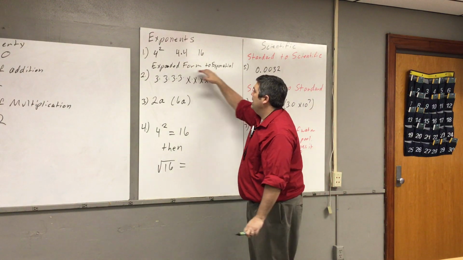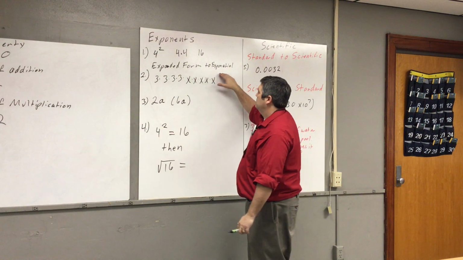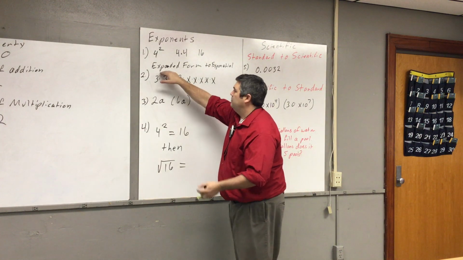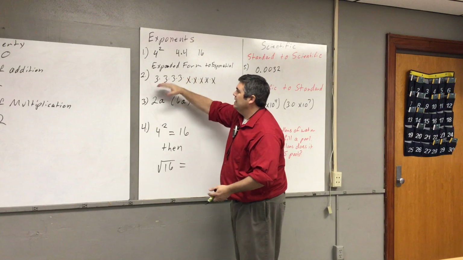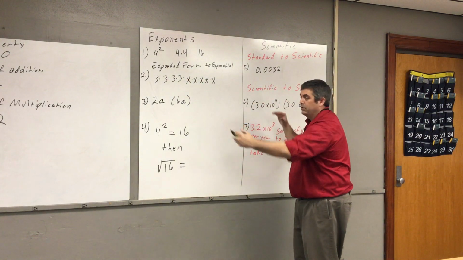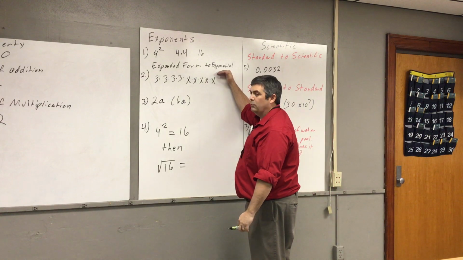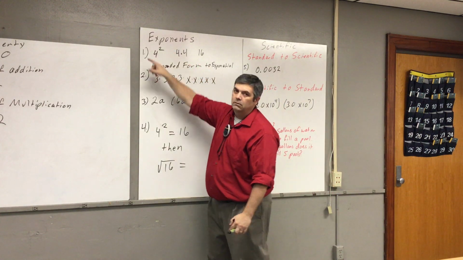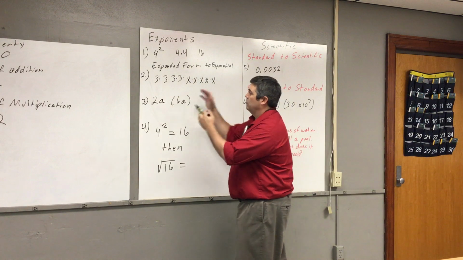Now, you have expanded form to exponential. It is in expanded form right now. This is where it's all the way written out with all the multiplication. We want to write it in exponential form, so we're going to take this and we're going to do that.